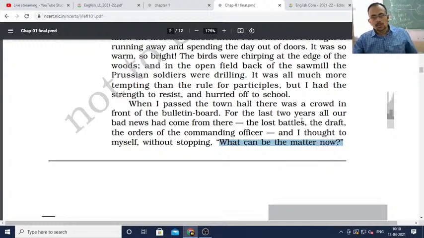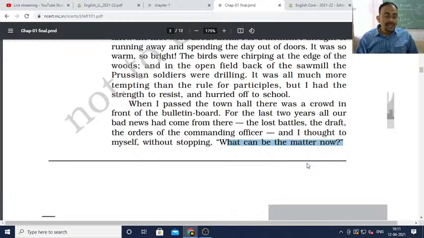Okay, for the last 2 years, all our bad news had come from there. The lost battles, the draft, the orders of the commanding officer, and I thought to myself without stopping, what can be the matter now? So he said, now you can say, what can be the matter now? For the last 2 years, all the bad news was pasted on the bulletin board. Like they lost the battle, then orders of the commanding officer and all that.